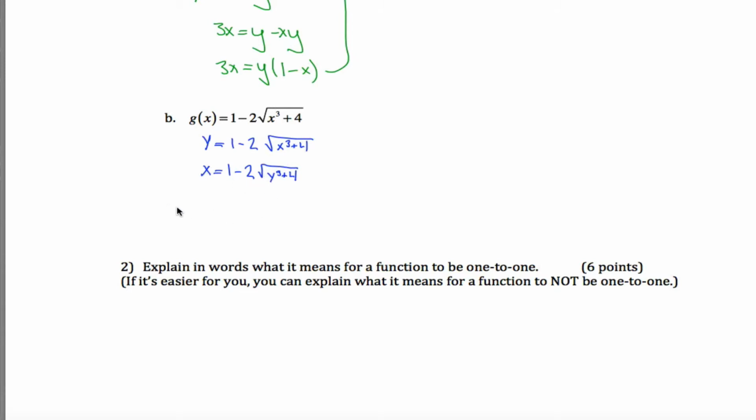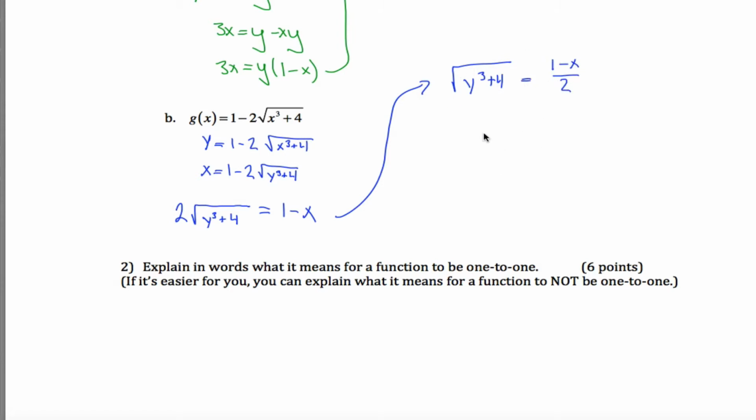I'm going to add this 2 times the square root of y cubed plus 4 to both sides of the equation, and then that'll leave me with 1 minus x. So what I did is I added this to this side and I subtracted x from both sides. And the reason I moved this over here is just to keep more things positive. Well, maybe that's a bad idea because I want my answers to look like what yours will look like. At any rate, here I could divide by 2. So I get the square root of y cubed plus 4 is equal to 1 minus x divided by 2.